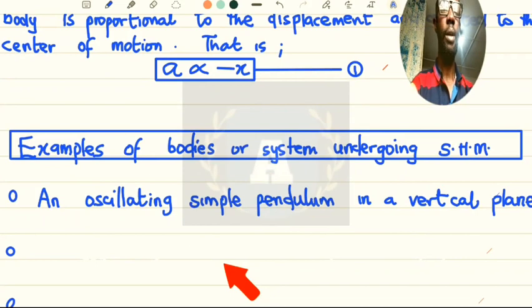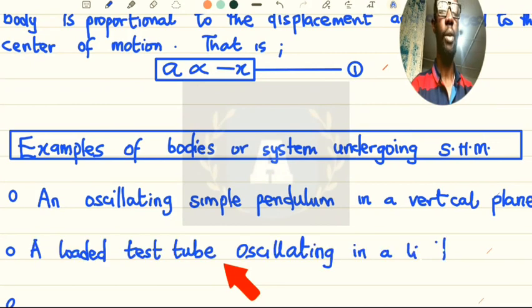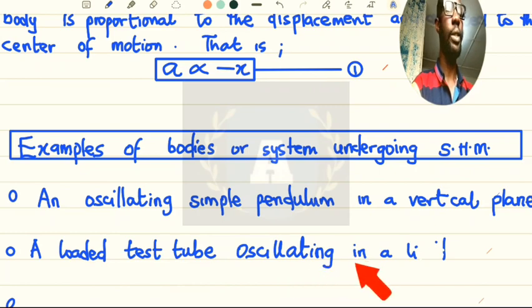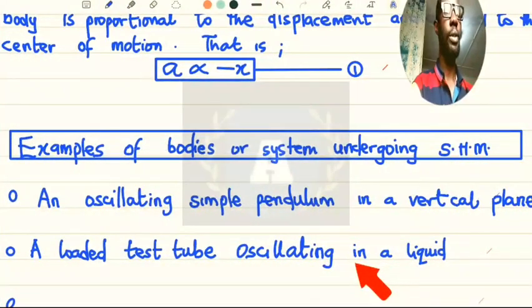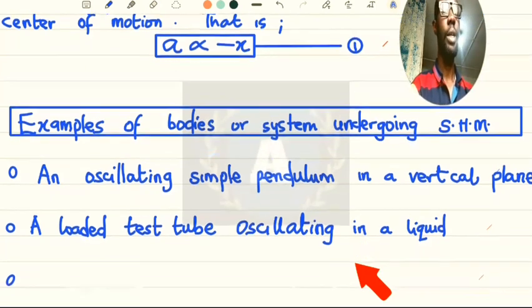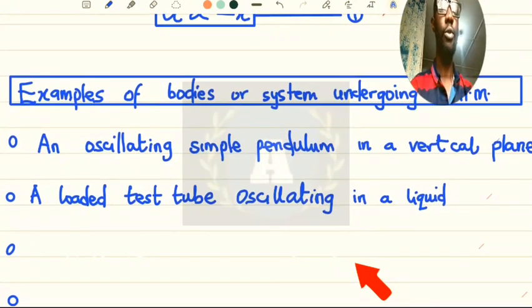Then another example of a system undergoing SHM is a loaded test tube oscillating in a liquid. When you place a loaded test tube in a beaker containing liquid, the test tube will actually be oscillating. So that shows that it's also undergoing simple harmonic motion. So that is another example, a loaded test tube.